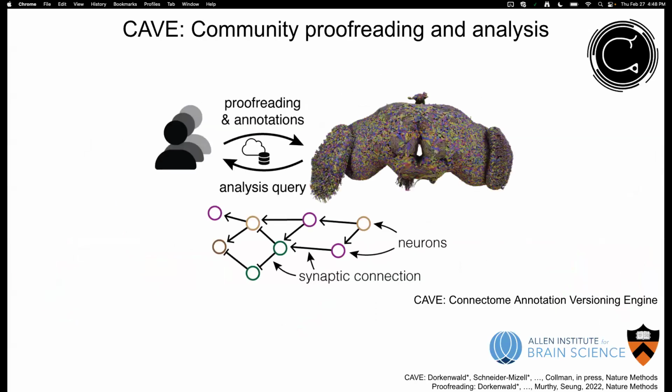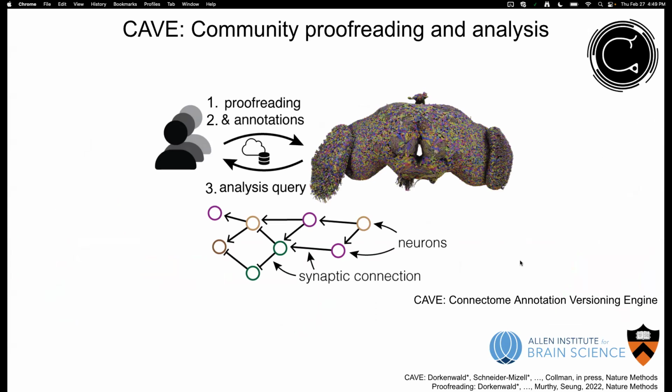So you have now a group of people doing proofreading, making changes constantly to the data. You have another group of people wanting to analyze the data in a way that is reproducible. They want to be able to write a paper and put it out and have somebody else rerun the analysis and get the same result. And that is challenging.